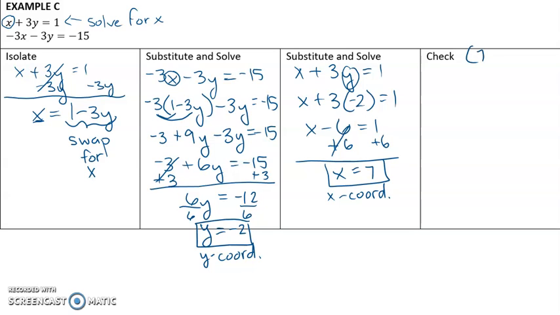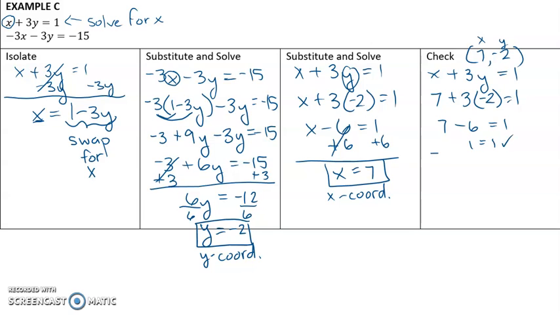So we think we have our solution, 7, negative 2. Now we check to prove it, convince ourselves we know what we're doing. So x plus 3y equals 1. All right, x is 7, y is negative 2. So x is 7 plus 3 times y is negative 2 equals 1. 7 minus 6 equals 1. 1 equals 1. Okay, it works for that one.